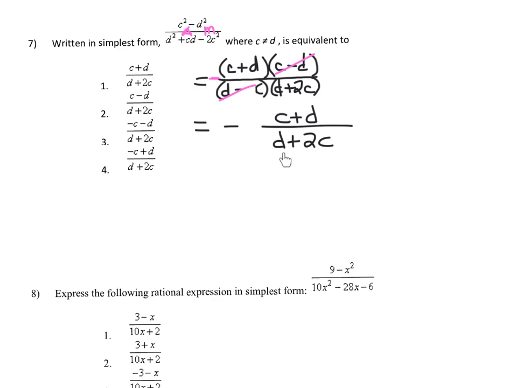Now, let's look. In the denominator, we have d plus 2c, which they all say d plus 2c. So we don't want to distribute this to the bottom. We don't want to change the bottom. What we want to do is take this and distribute it to the top. Okay, so when we distribute that negative to the numerator, negative times c would be negative c, and then negative times d would be negative d. And that's going to be over our denominator that we had. So if we look, that matches up with choice 3.